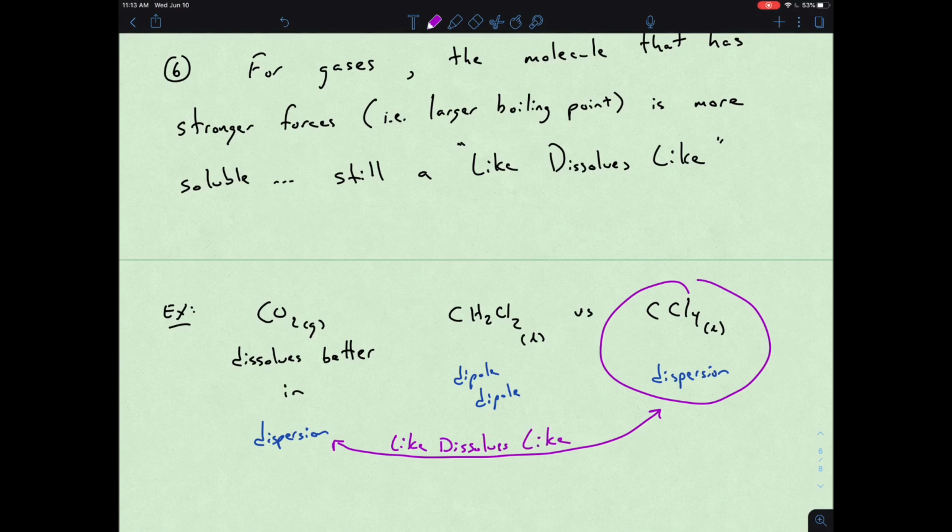So that's the gases. So that's all the phases, really, pretty much. It's really all a like dissolves like idea, but sometimes we're looking for weaker forces, like with solids, and sometimes we're looking for stronger forces, as in with gases.